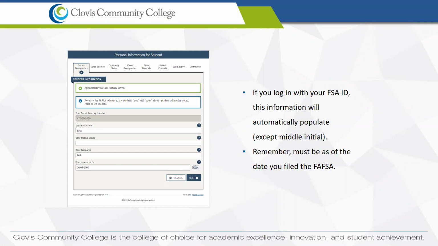If you created an FSA ID before logging into your FAFSA, this information will automatically populate, except for your middle initial. Remember that all the information you provide must be as of the day you complete your FAFSA.